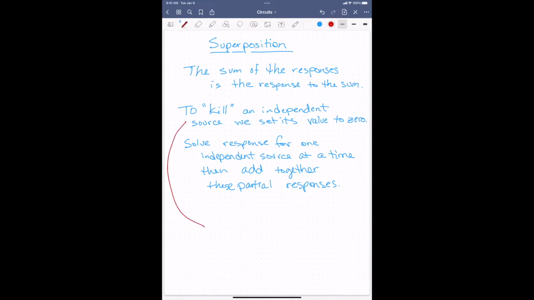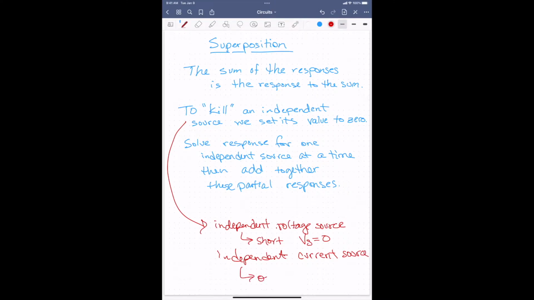So this means that for independent voltage sources, and we only do this for independent sources, we're going to short it. That means we set Vs, the source value, to 0. For independent current sources, we're going to set that to 0 as well. And so that means that we're going to actually open that. Okay, so if we have some I source, we set it to 0. So that's going to act like an open circuit.